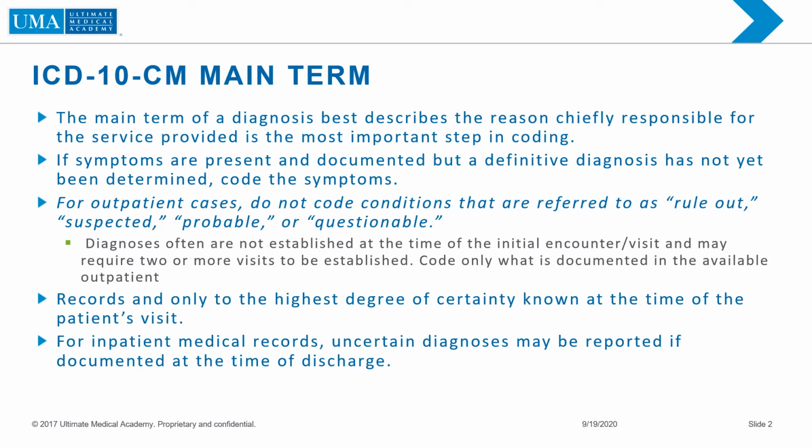You also only want to code to the highest degree of certainty known at the time of the patient's visit. Therefore, with a rule out, suspected, probable, or questionable type of diagnosis, there's not a high degree of certainty, so that's why you would not code that. For inpatient medical records, uncertain diagnoses may be reported if it's documented at the time of discharge.